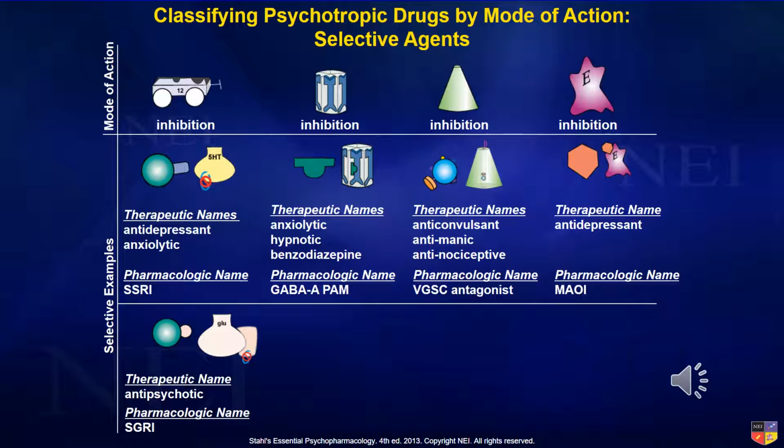And then finally, inhibition of the enzymes that break down things, and the primary one that we'll be looking at is MAOI, monoamine oxidase inhibitor. And finally, down at the bottom, we have an antipsychotic, which is a second generation reuptake inhibitor, SGRI. And we'll be looking at those a lot in 635 in our third class.